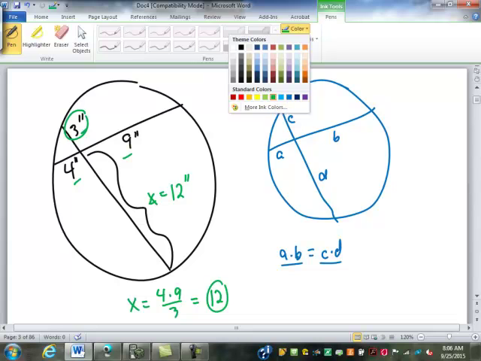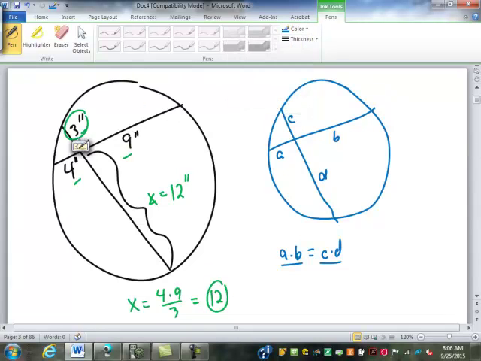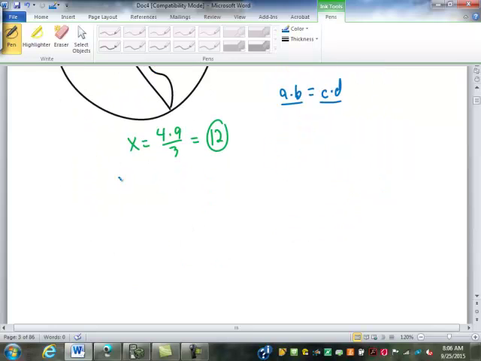Yeah, the chords themselves. This is a 3 and 12 make 15. This is 4 and 9 make 13. So the chord is longer. It's just the way they cut themselves. It'll always be the same product when they cut each other. No, they'll always multiply the same total.